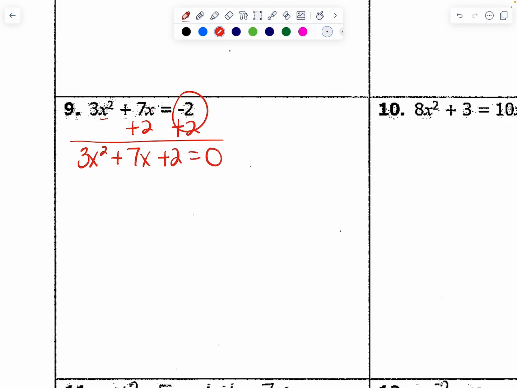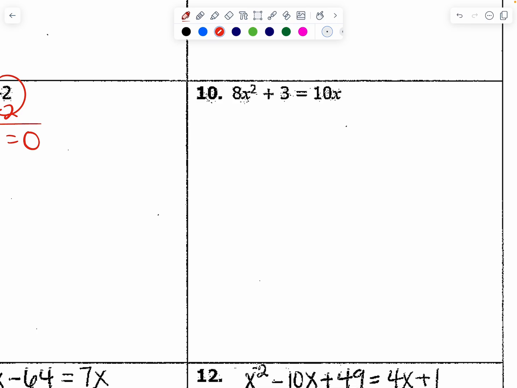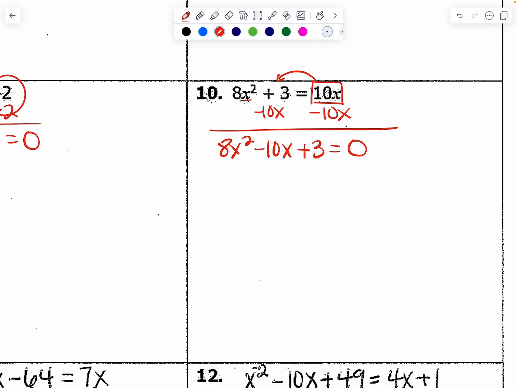All right, look at number 10. On number 10, we have 8x squared plus 3 equals 10x. So we need to move this over to this side so that it's 0. To do that, I'm going to subtract 10x from both sides. Now, this first term has x squared, so those aren't like terms, and the 3 doesn't have an x at all. So none of these are like terms, so we can't combine anything, but I am going to write it in the correct order, our standard form order. So this is 8x squared minus 10x plus 3 equals 0.